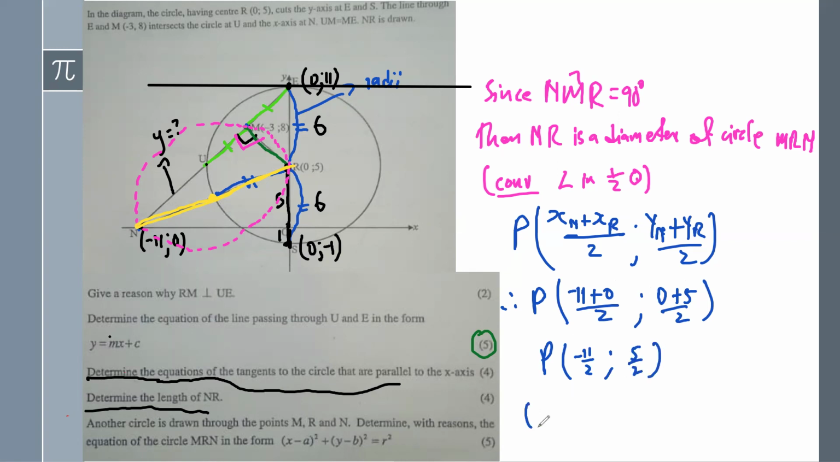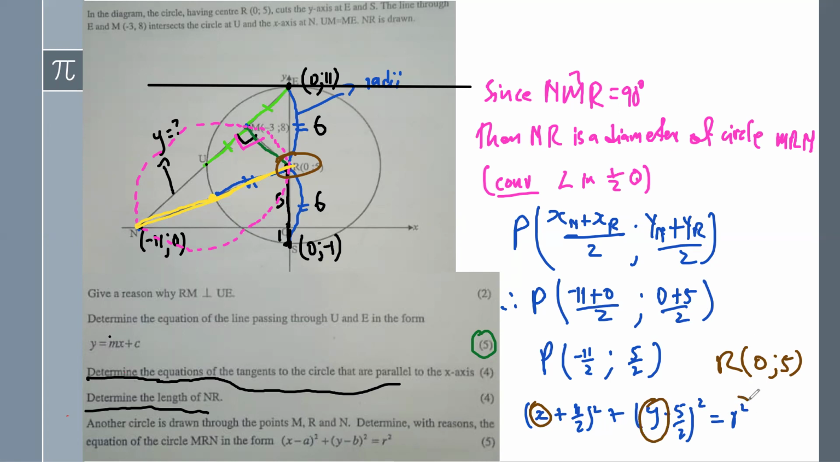Now, the equation of the circle would look like this. x plus 11 over 2 squared, y minus 5 over 2 squared is equal to what? R squared. I'm going to let you do this last one because it is a matter of substitution. To find R, you just need a point on the circle, and that is point R in this case. Point R with coordinates 0 and 5 is on the circle. So go ahead, substitute the 0 here, substitute the 5 here. Use your calculator to find R squared. And then you would have completed this question.